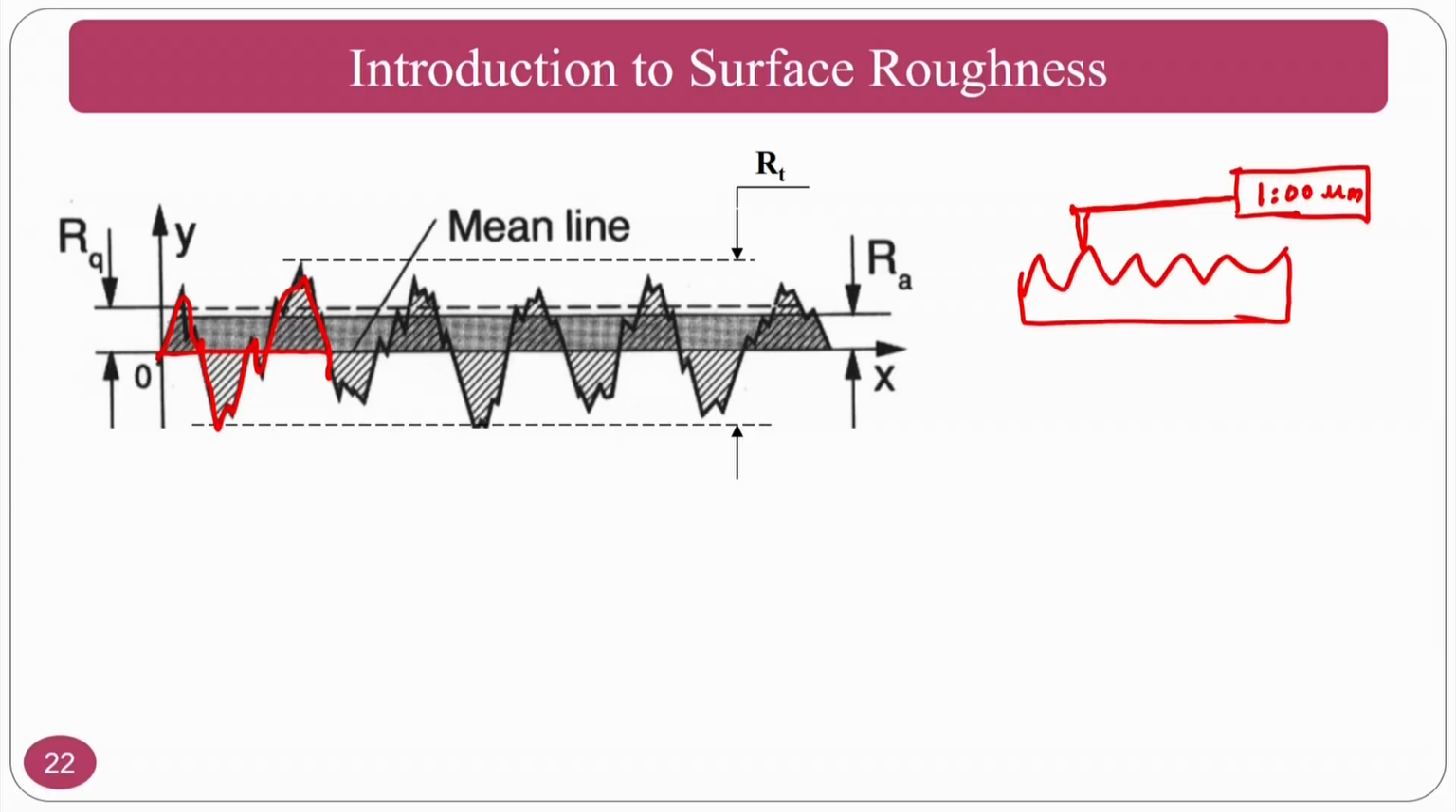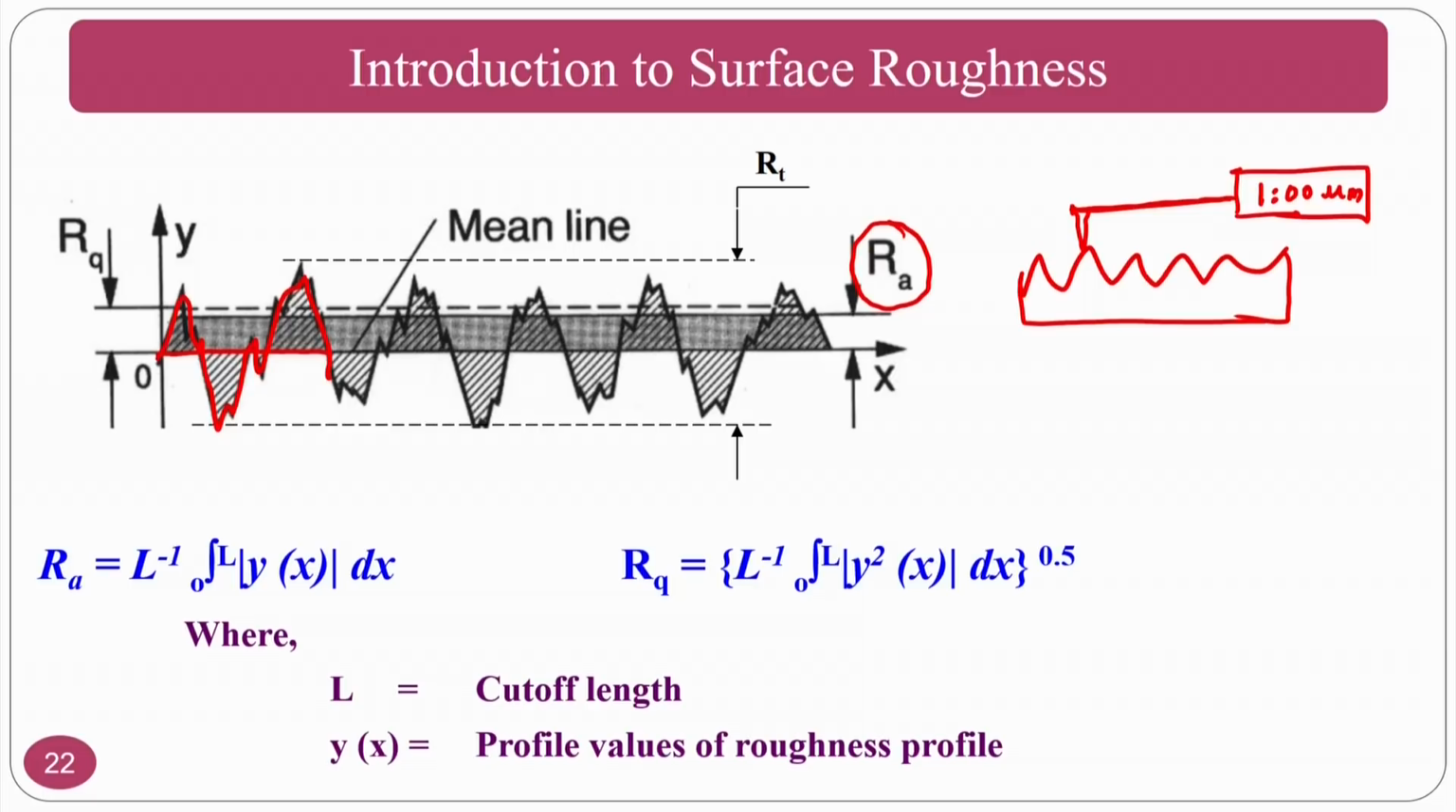Normally whatever you measure is an average, that is called the CLA value. I will explain how you measure it. This is the Ra, where Ra is nothing but the central line average value, it is called CLA.